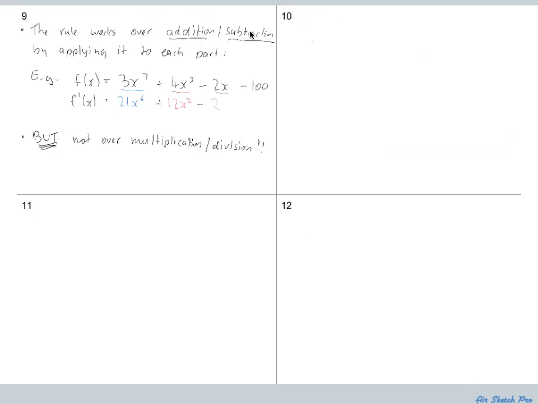Yeah. So a non-example, I suppose. So e.g., what do I have for an example here? Oh, I don't have one.